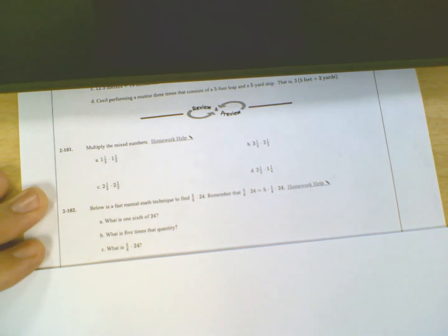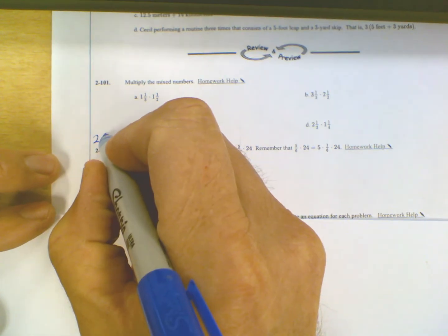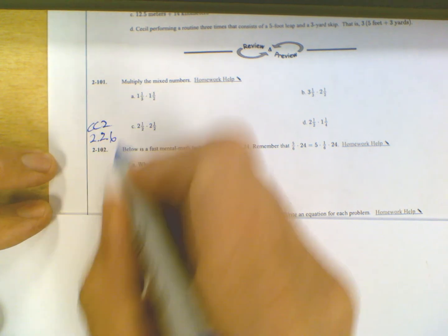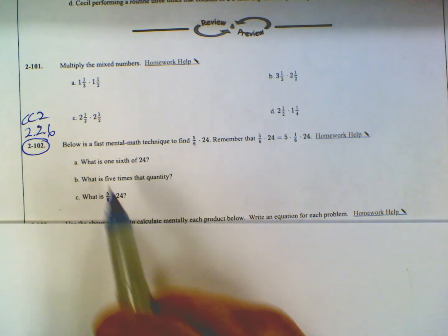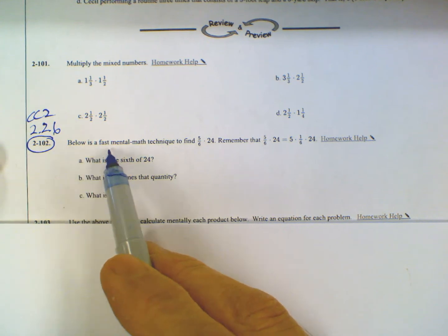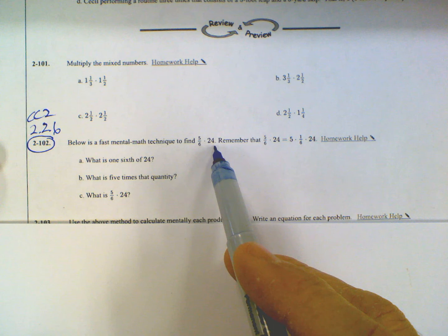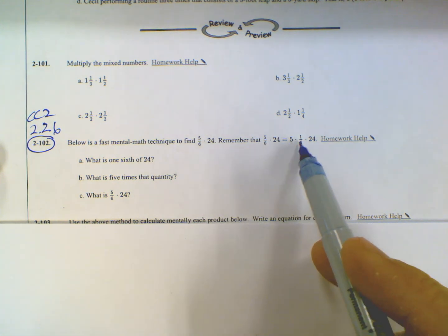All right, so we are looking at CC2, section 2.6, and specifically number 2-102. If we read the statement, it says below is a fast mental math technique to find 5/6 times 24. Remember that 5/6 times 24 is equal to 5 times 1/6 times 24.